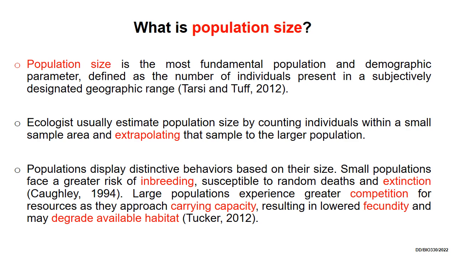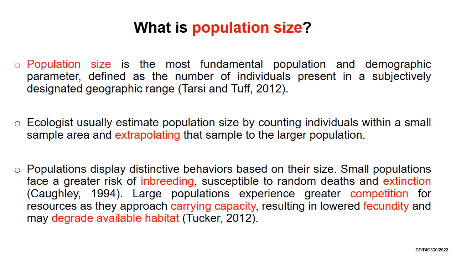And populations also display distinctive behavior based on their size. Normally, small populations face a greater risk of inbreeding. What is inbreeding? Inbreeding is mating or breeding of individuals that are closely related genetically. They are still within the same species, but closely related genetically, for example, between siblings. And small populations are also susceptible to random death and extinction, according to Coughlin 1994.